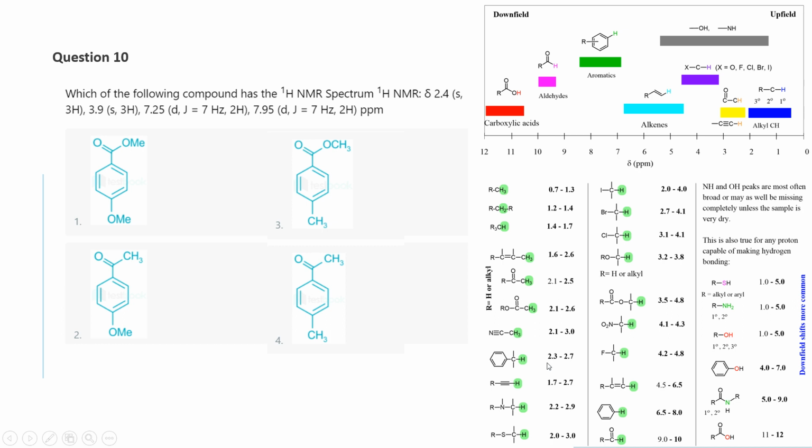Okay. So now let us go back to the question. We have been given 2.4 singlet 3 hydrogens and 3.9 singlet 3 hydrogens. So if we have a 2.4 value, by matching to this correlation chart, we will know that one methyl substituent is present in the aromatic ring. Okay, so either option 3 will be correct or option 4 will be correct.